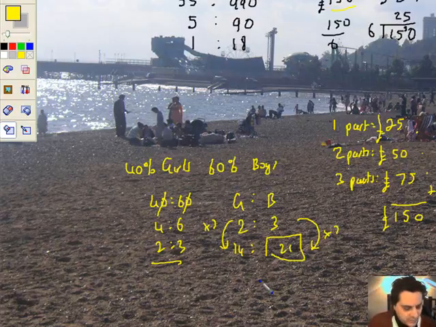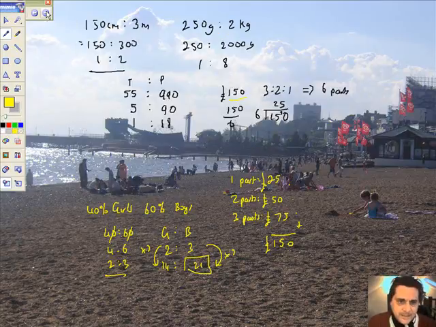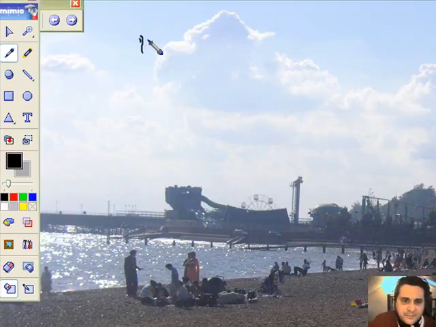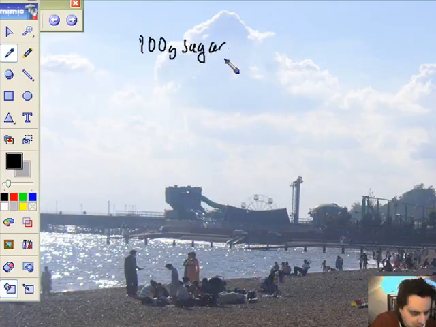I want to do a recipe question, I think. These are always fun, especially without a calculator. To make sugar syrup, I need 100 grams of sugar. I need 250 millilitres of water.